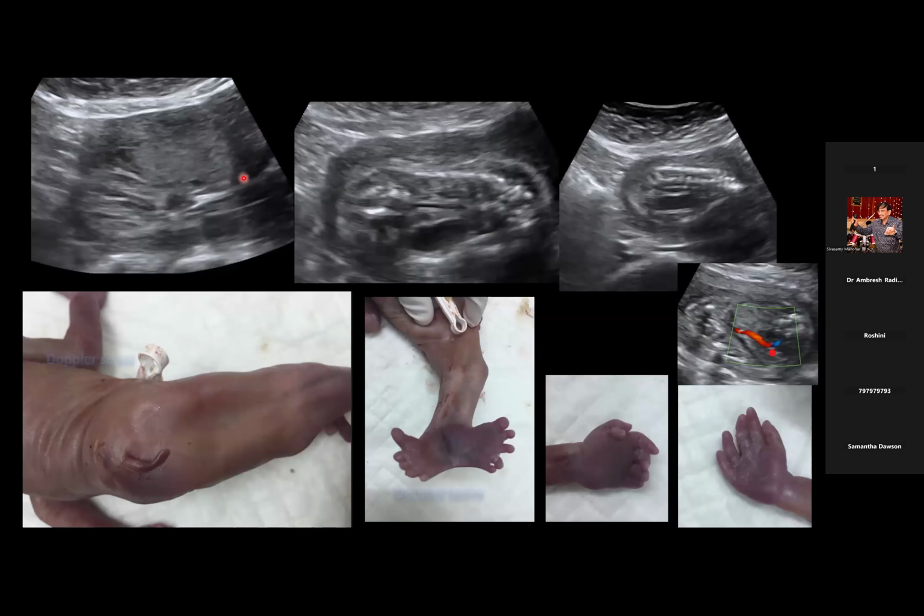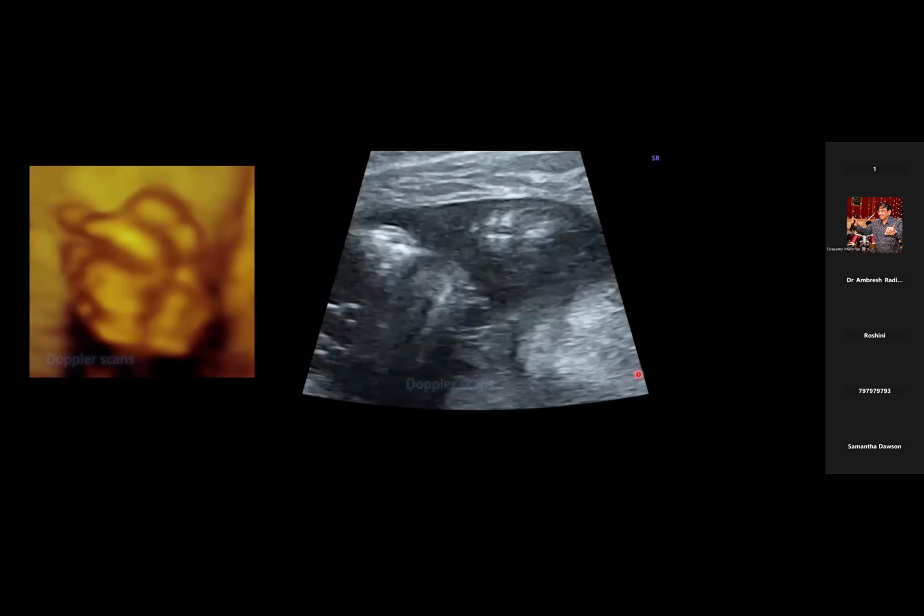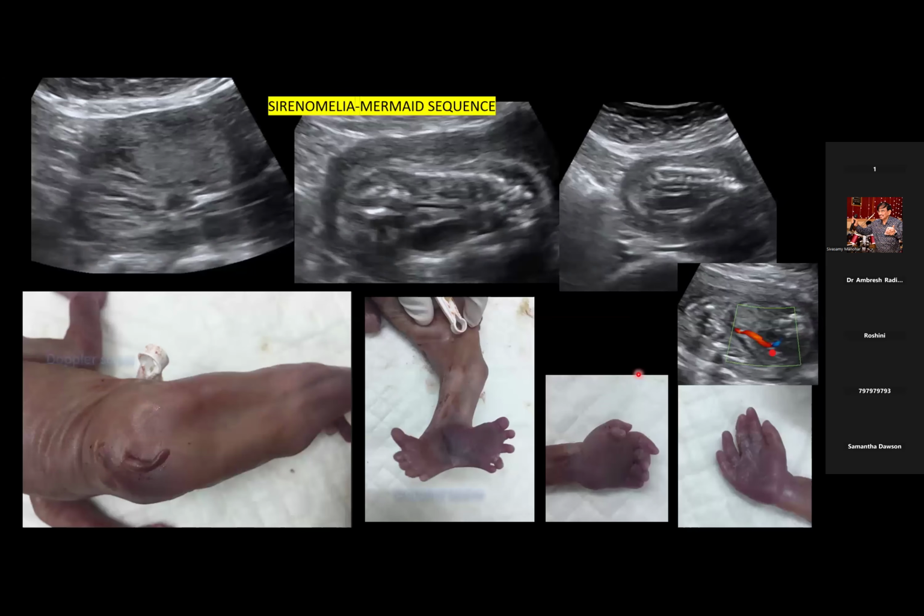So this case had anhydramnios, completely absent liquor. You can see fused lower limbs with only a single bone, and bilateral fallen adrenal sign representing absent kidneys on both sides and single umbilical artery. So this was a case of sirenomelia or mermaid sequence with fusion of lower limbs and feet. So there was polydactyly, which could not be made out due to anhydramnios.